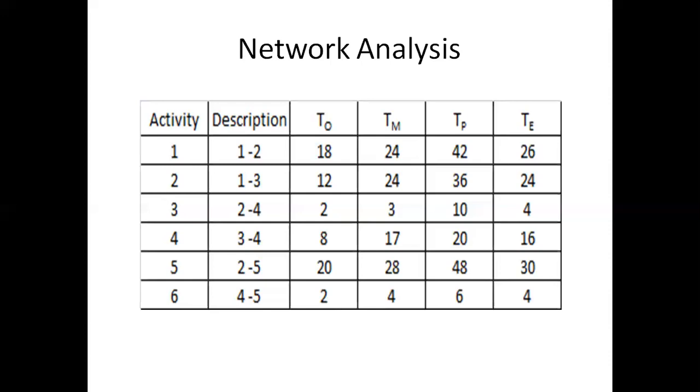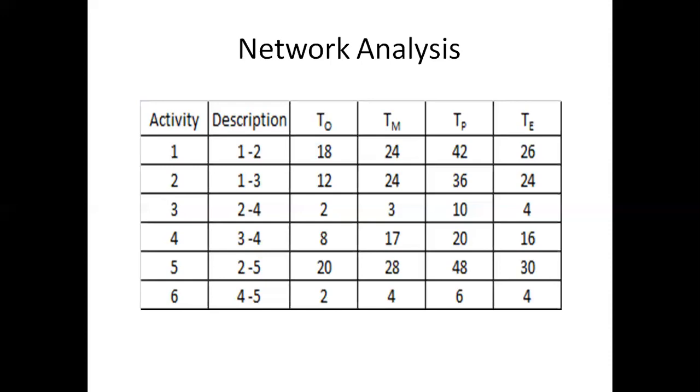Say for example, we take only activity 1. TO is 18, TM is 24 and TP is 42. So we have 18 plus 24 into 4 plus 42, divided by 6. Now we have the total, and when we are dividing this, we get 26 days.